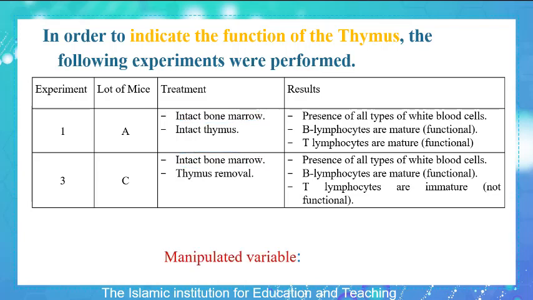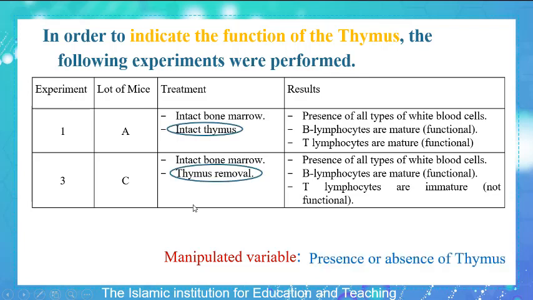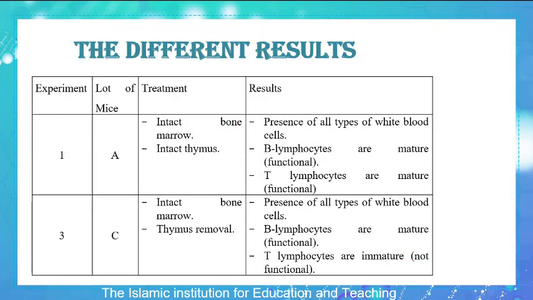What about the manipulated variable? We said that the manipulated variable is the difference between the two experiments. Excellent. It's the presence or absence of the thymus. Great. Then let's find out the different results. The results of experiment 1: presence of all types of white blood cells. Also in experiment 3, there is presence of all types of white blood cells.